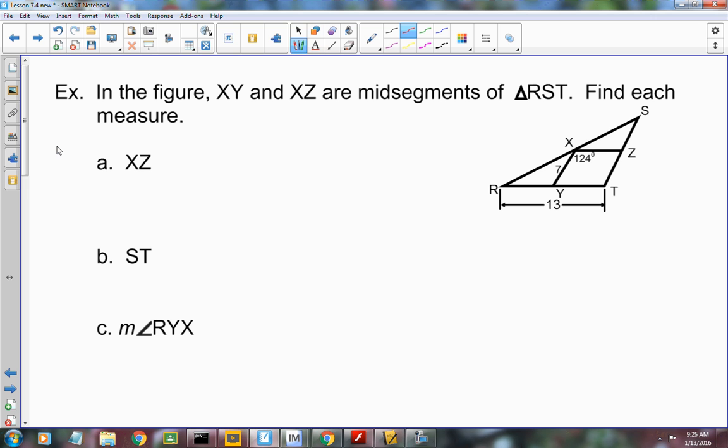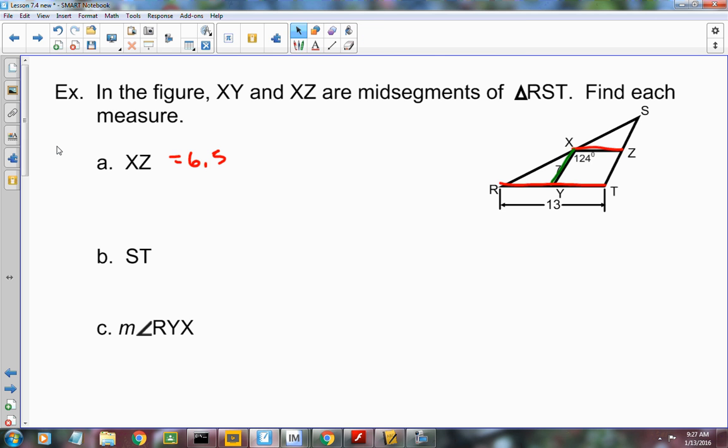It says, in the figure, XY and XZ are midsegments of triangle RST. So this right here is a midsegment, and this right here is a midsegment. Find each measure. So they want me to find XZ. If this is a midsegment, this is the third side. What relationship does this midsegment have with the third side? It's half of it, right? So if the third side is RT, then what's XZ going to be? 6.5.